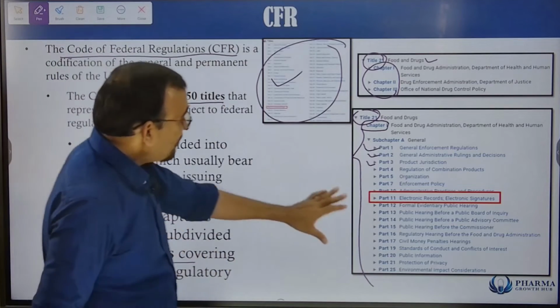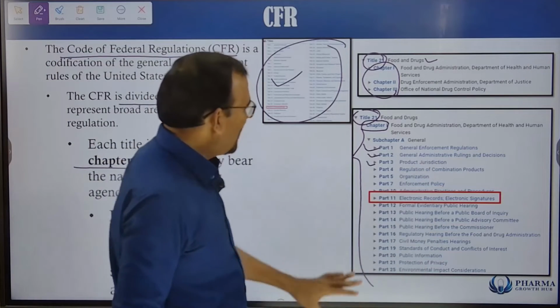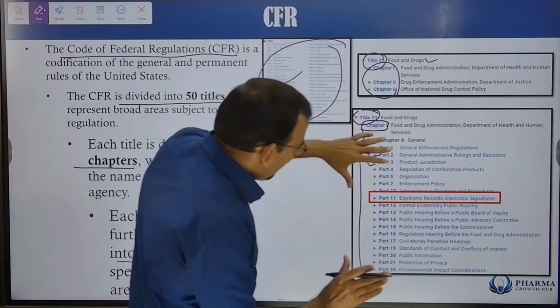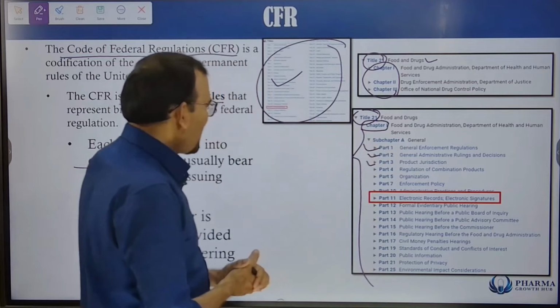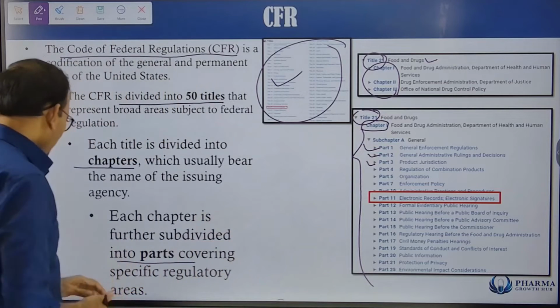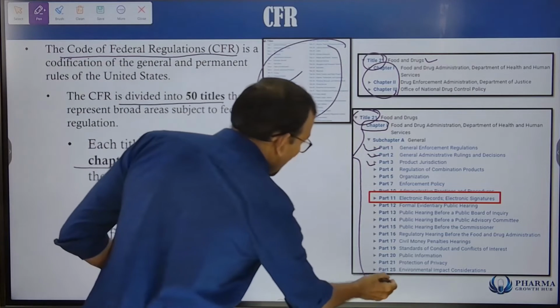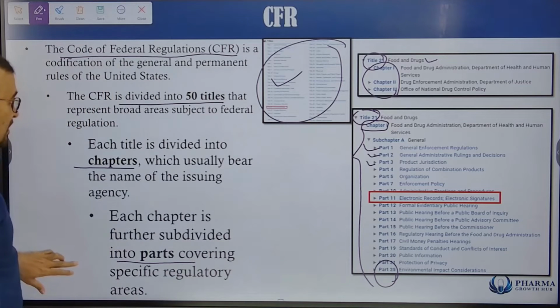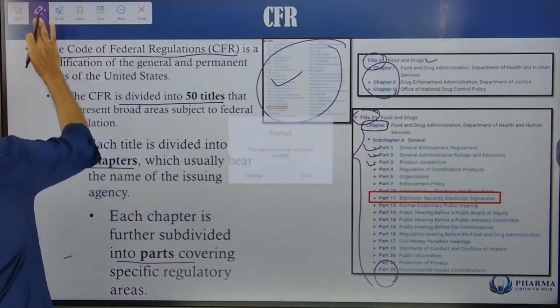And this is not the complete list. There are many parts available, but I've just taken some of these parts for your reference and understanding. This is not the only 25 parts. There are many parts available inside chapter number 1. Okay, so let us move further now.